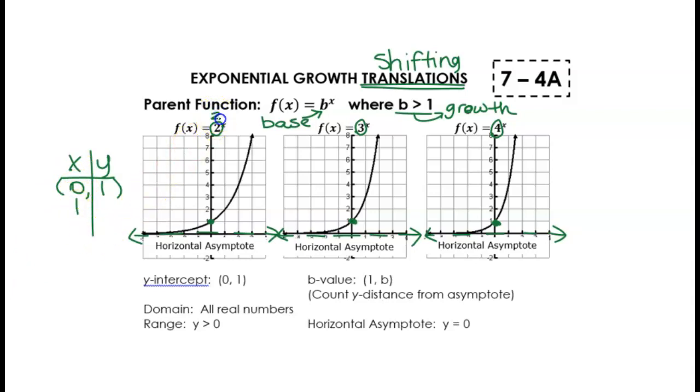What's 2 to the power of 1? 2. What's 3 to the power of 1? 3. What's 4 to the power of 1? 4. So every time you raise the base to the power of 1, what do you get back? The same number, the base, right? B. So would it be fair to say that if x was 1, the y value was b? Yeah, that would be fair to say. And (1, b) should be on your function.